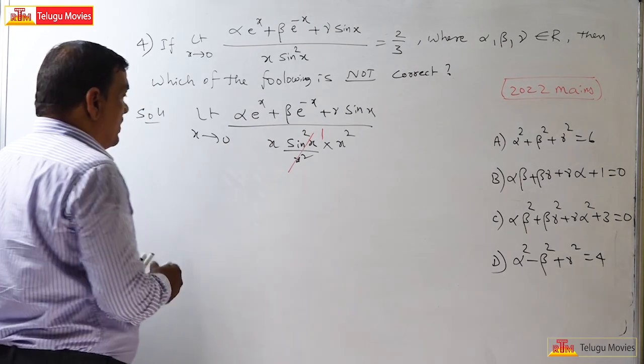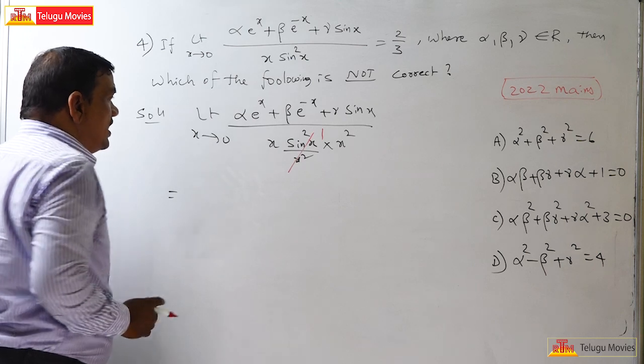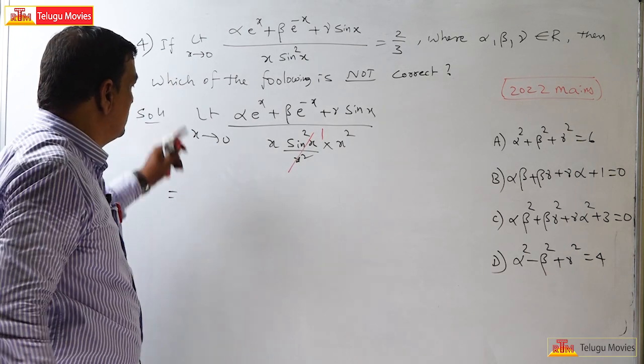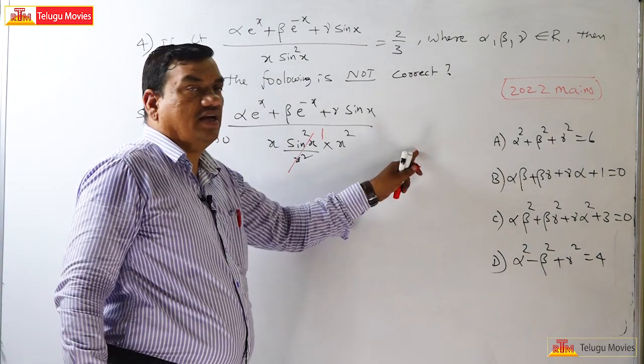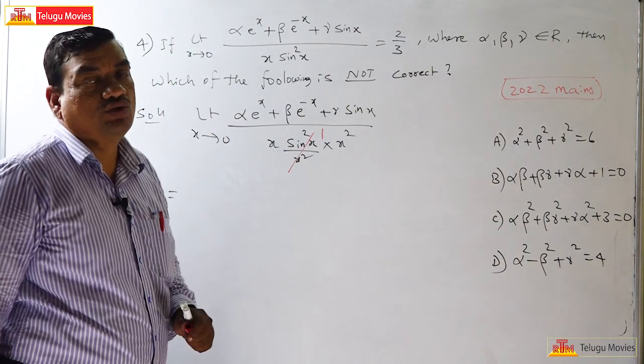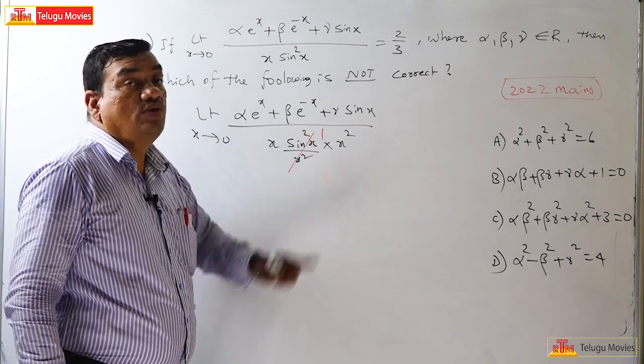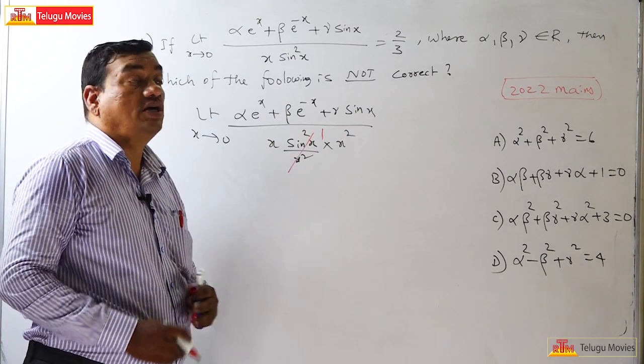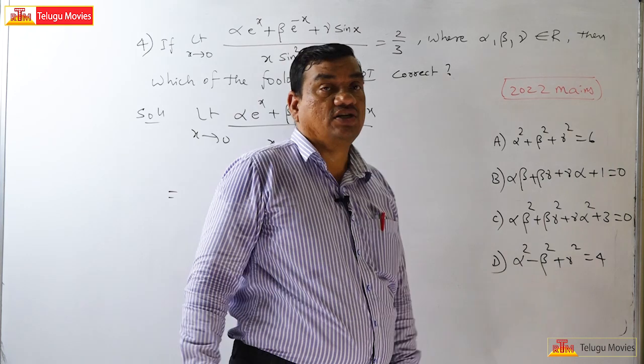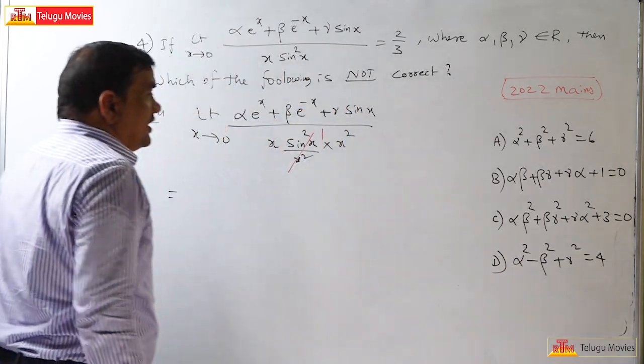Now coming to the numerator. Generally students will start doing L'Hospital rule. Why? Because we are getting the 0 by 0 form. Don't do that. Why? Because we need to find the alpha value, beta value, gamma value separately, so that we will get these relations. Okay? Right. Let us check it here.